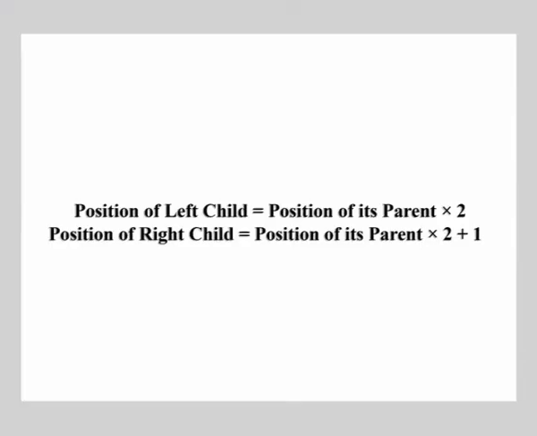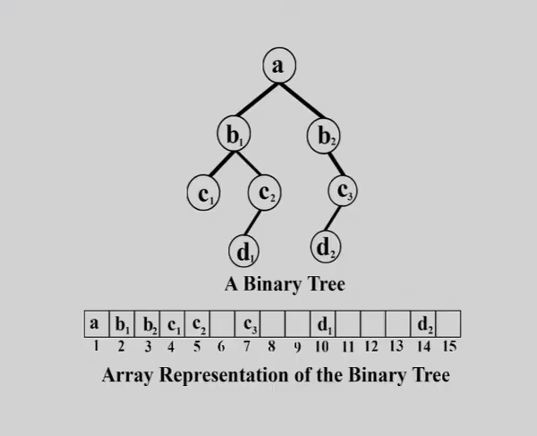In general, if a node of the binary tree occupies kth index of the array, then its left child will be stored at 2 into kth array index and its right child will be stored at 2 into k plus 1 array index. The sequential representation of a binary tree of height h will require an array size of 2 raised to power h plus 1 minus 1. In the shown binary tree, the size of the array is taken as 2 raised to power 3 plus 1 minus 1, that is 15, because the height of the tree is 3.